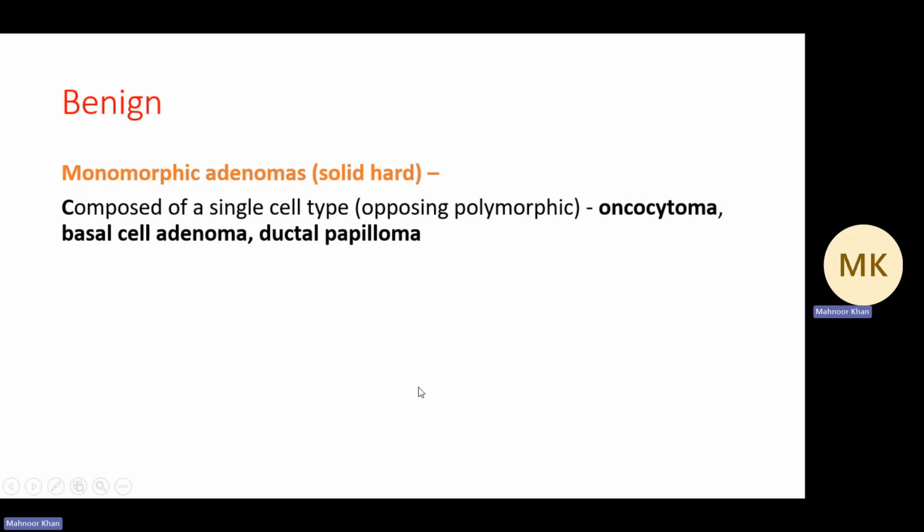Next, you mentioned one line about monomorphic adenomas. It's a solid, hard, benign salivary gland tumor. Monomorphic means composed of a single cell type, in contrast with pleomorphic, which we saw in this slide, or polymorphic, the other name. So if it's a single cell type, it could be oncocytoma, it could be basal cell adenoma, it could be ductal papilloma. Whatever you have present in your salivary gland could become a benign proliferation and a benign tumor, resulting in monomorphic adenomas. You don't need to know so much about this, just mention that it exists and what the types of it could be when you talk about monomorphic.